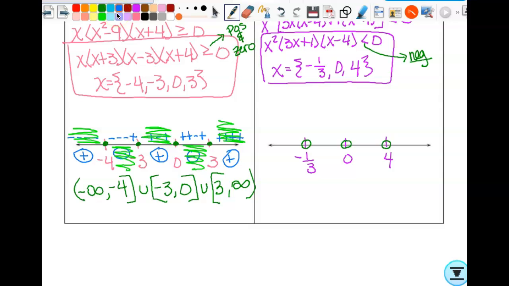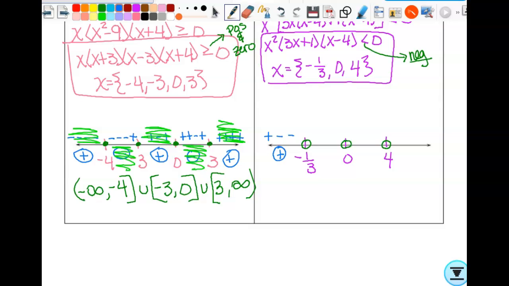signs here. So something less than negative 1/3. How about negative 1? Okay, so I put negative 1 in here, and then I square it, which makes it positive. Negative 1 times 3, negative 3 plus 1, so that's negative. Negative 1 minus 4 is negative, so that is positive overall.